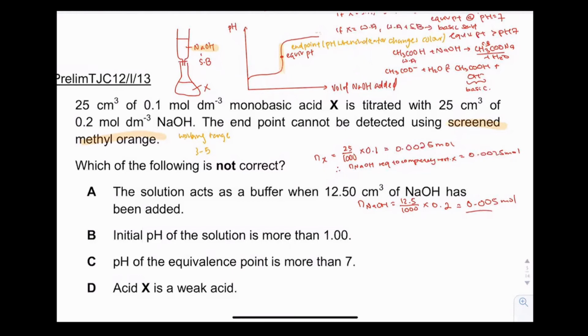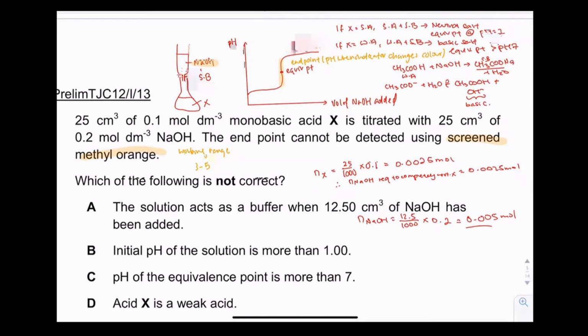So beyond the equivalence point, let us take a look. They said that the solution acts as a buffer when 12.5 cm³ of sodium hydroxide has been added. So this is related to question 1 of ionic equilibrium. Over here, if X is a strong acid, then I will have no buffer, because with strong acid and strong base, there's nothing weak. If X is a weak acid, then since the weak acid is in the conical flask, it will form a buffer before equivalence point. So this is twice the amount required for exact neutralization. This means that when you add in 12.5 cm³ of NaOH, you have already exceeded the equivalence point. Therefore, this is definitely not correct. Hence, this is the answer.